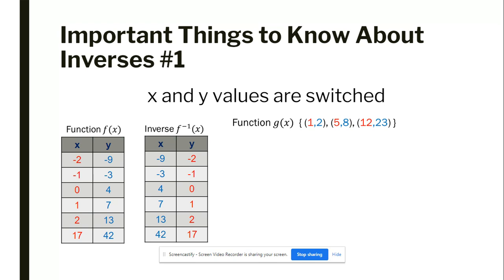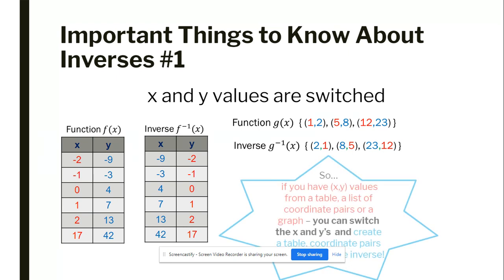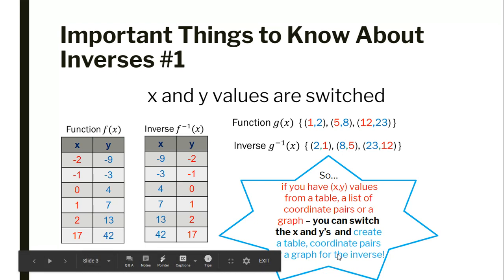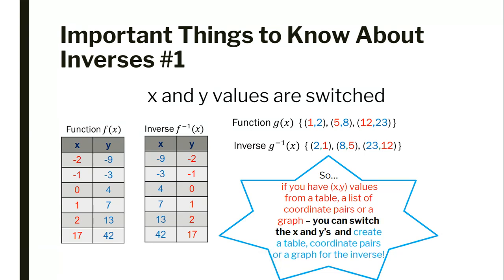If this is a set of coordinate pairs for the function g of x, then the coordinate pairs for the inverse have the x's and y's switched. So the first important thing to know is if you have the xy values from a table, from a list of coordinate pairs, or from a graph, you can literally switch the x and y's and create a new table or a new list of coordinate pairs or even a new graph for the inverse.